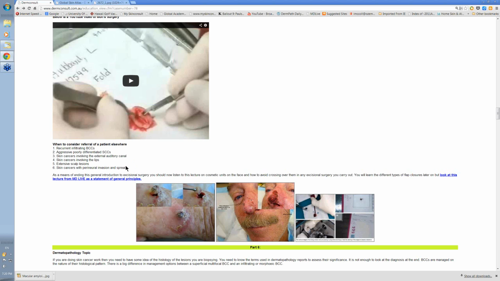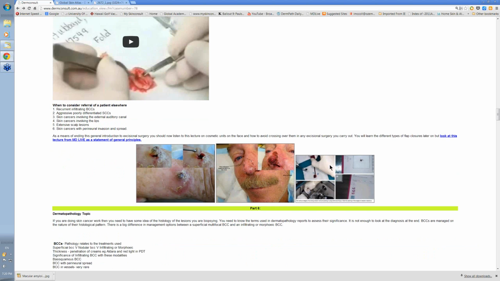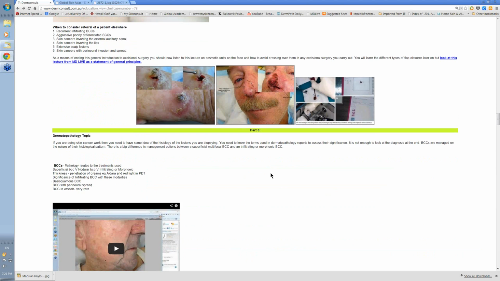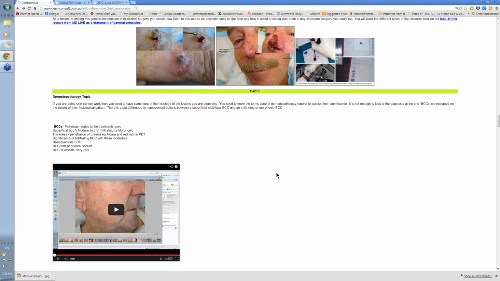And they all bleed, so I must admit, I refer off extensive scalp lesions that can be done in hospital rather than my rooms. And we've already mentioned skin cancers with perineal invasion and spread. So we'll discuss these, see what your thoughts are during the actual webinar itself. Might have a look at some of these images later as well.